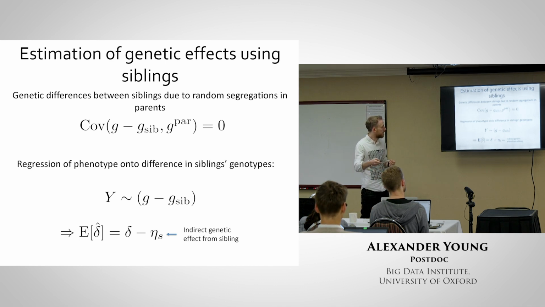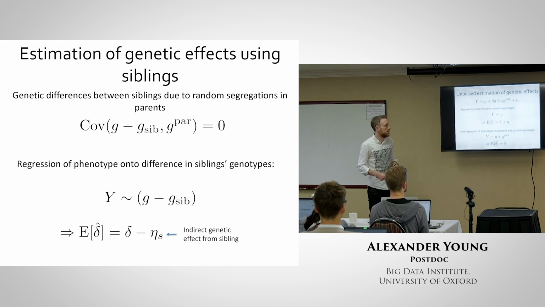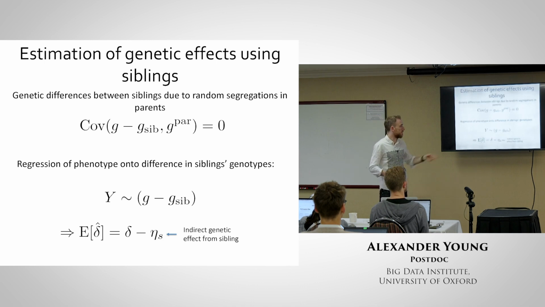This doesn't seem to be very reactive, I have to say. If you put that in the context of this, then you can see that if you're regressing on the difference in the sib genotypes, you're not picking up any of this eta term that captures gene-environment correlation because they're symmetrically related to the parental genotype, so the difference is uncorrelated with that.